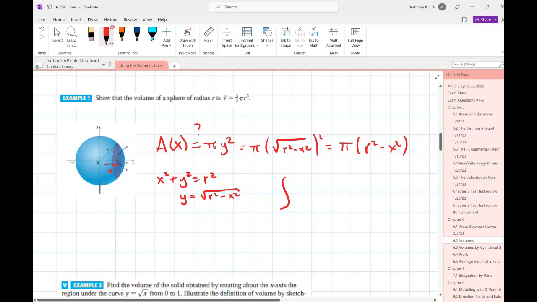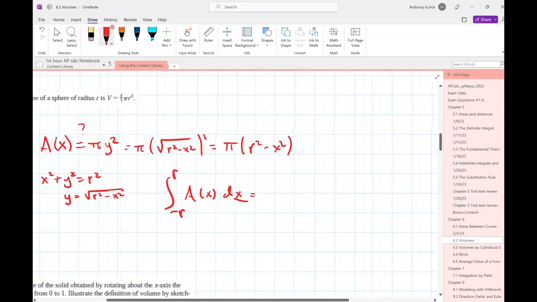Now let's start our integration. This is going to be A of x dx. So what are going to be the bounds of integration? What's going to be my a and my b? Which axes should I be looking at? The x-axis, so we're starting at negative r and ending at positive r. Very good. Everybody's cool with that? Since it's dx, we're looking at the x-axis for our bounds.